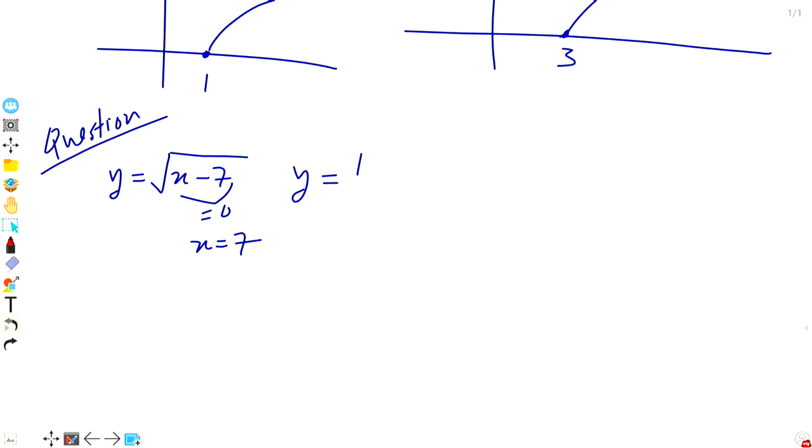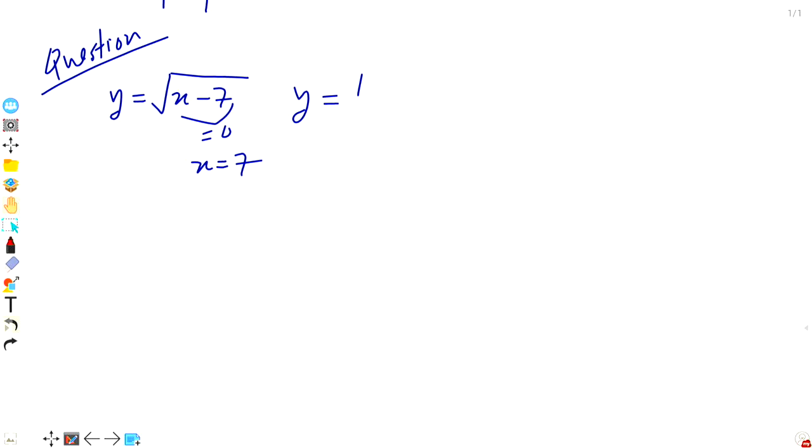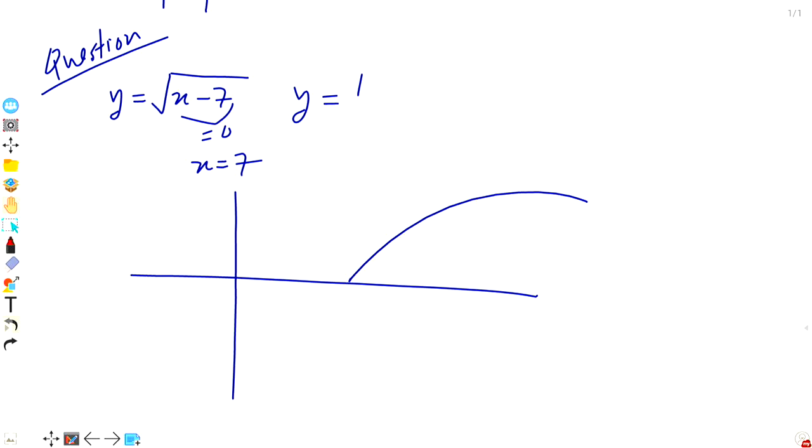Okay, this is how you do it. So it would be this here, 7, right? y is equal to 1 looks like this. So this is y is equal to 1, right? So you need to find this coordinate, right?